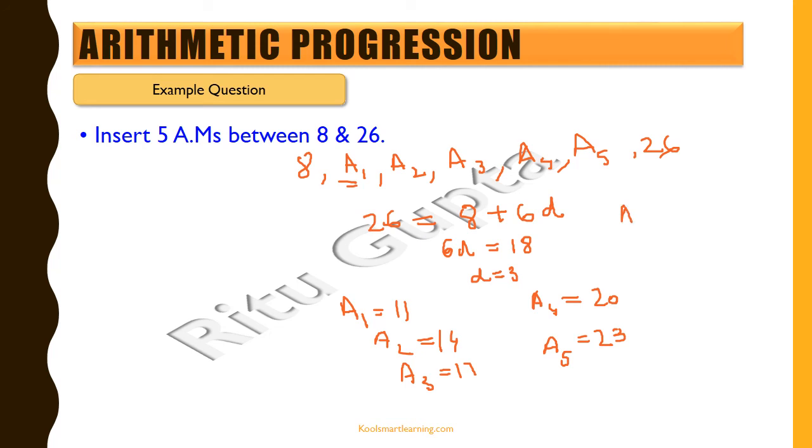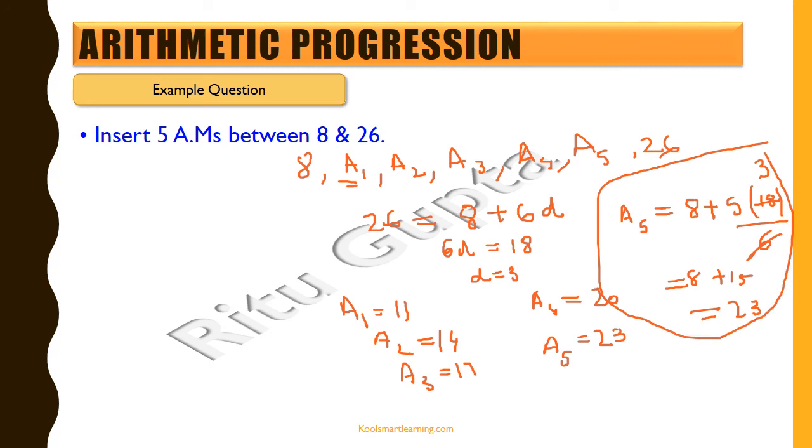So we could also use that formula where we knew that the nth mean is given by A, which is 8, plus n, which is 5, into (B minus A), which is 18, divided by (n plus 1), which is 6. So this gives us 3, which means 8 plus 15 equal to 23. So we could use this formula also for finding out the 5th arithmetic mean.